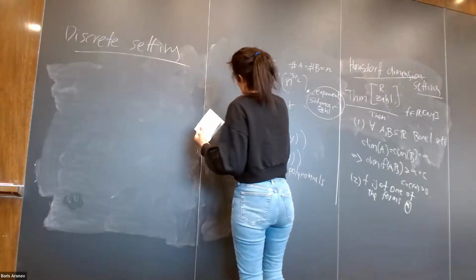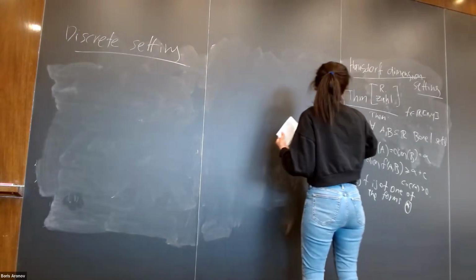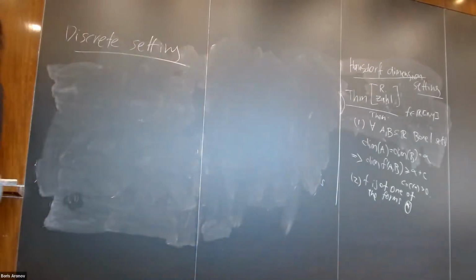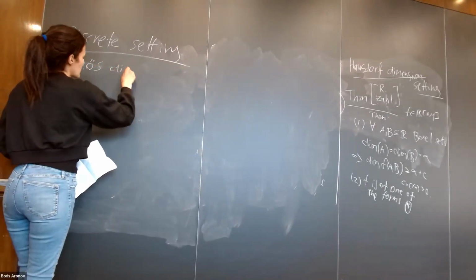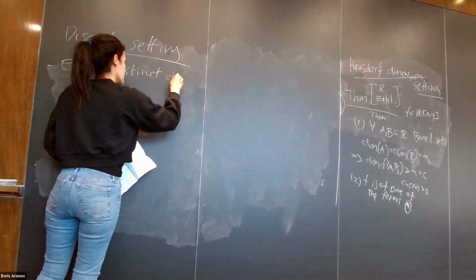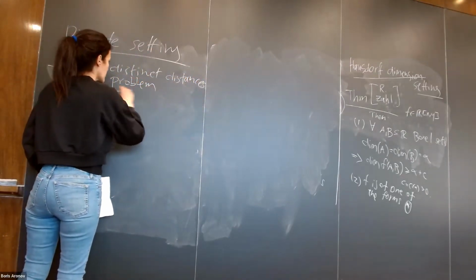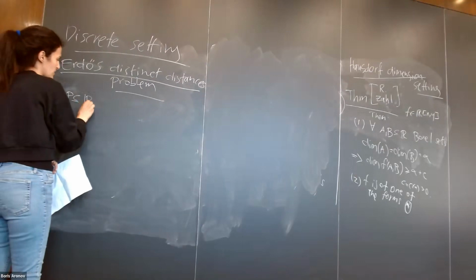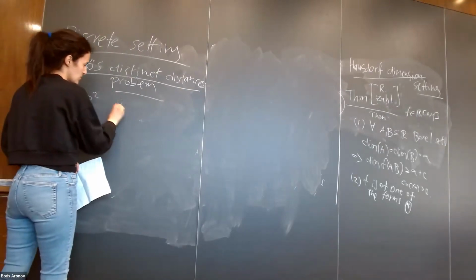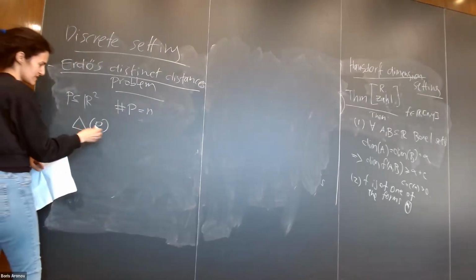Okay, so other examples where you have this analogy. So, for example, maybe I should follow my notes. I think my notes will say the Erdős distinct distance problem. So probably you all know it, but let me just mention it briefly. So we have a finite subset of R2 of size n, and we consider the set of distances that are spanned by this set P.